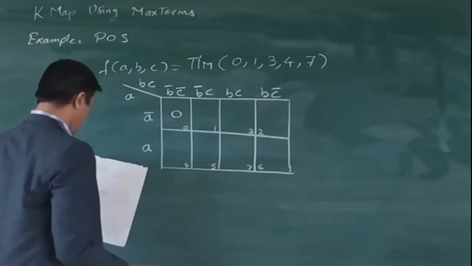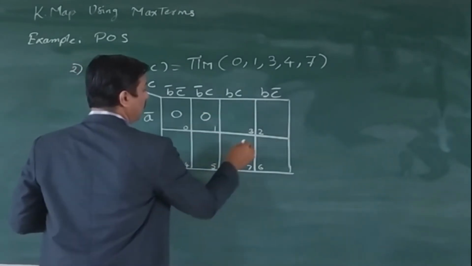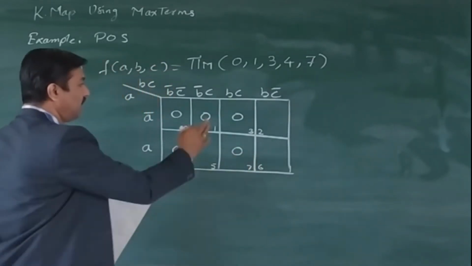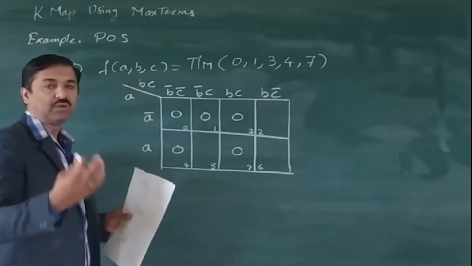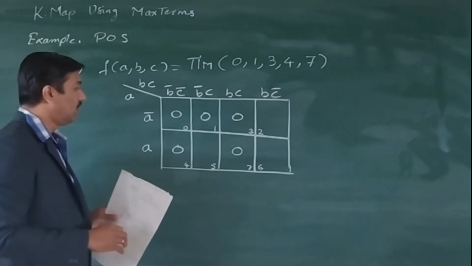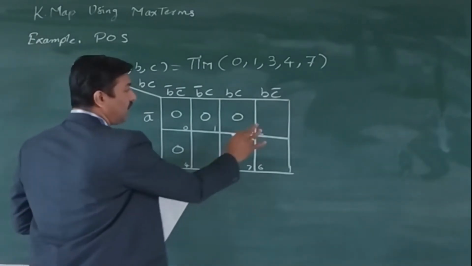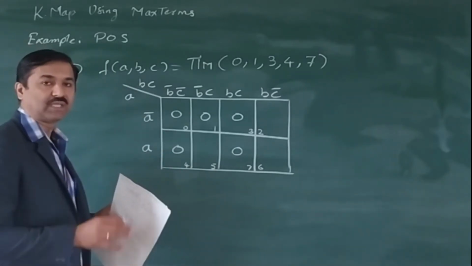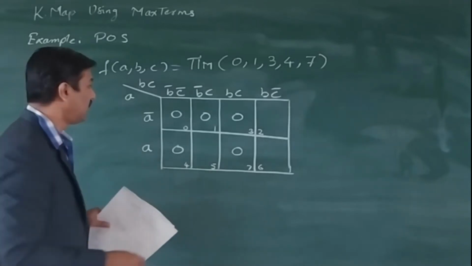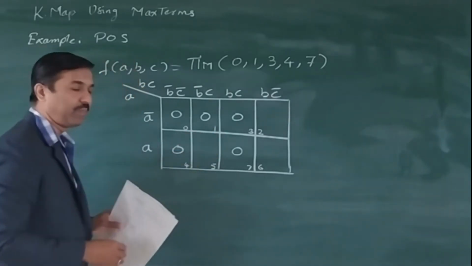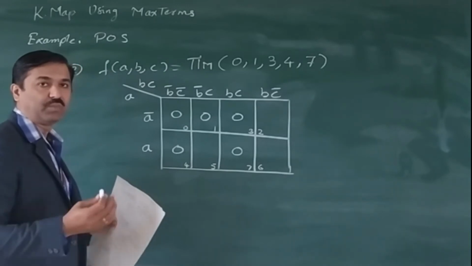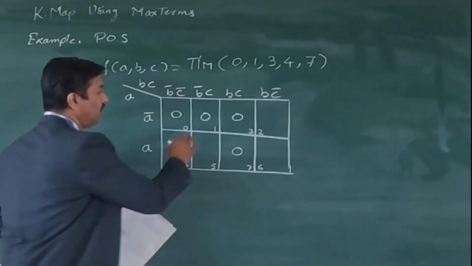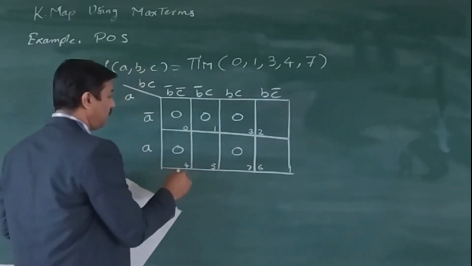So we are representing a 0 here, 0, 0, 0, 0 and 0. The remaining cells you can represent by 1. Here we'll keep these cells empty so that we can group the respective max terms easily for our understanding. So let us start the grouping. We have to go with the grouping of 8, 4, 2. So 4 grouping is not possible, and so let us move on to the 2 grouping.